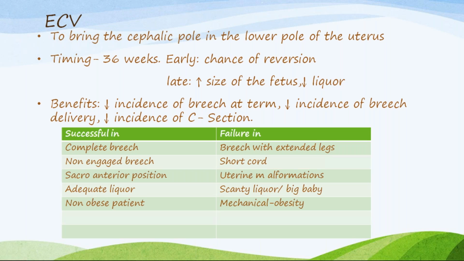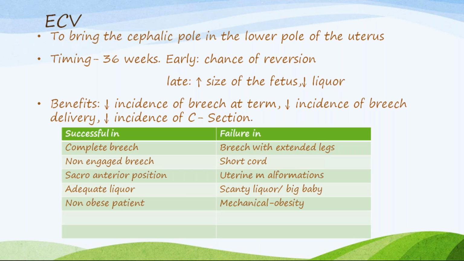After 36 weeks, if you do it earlier than that, reversion back is also there. So the ideal time is 36 weeks, when the size of the baby is sufficient and the breech is also adequate, all these things. So before that you have to consider breech delivery.